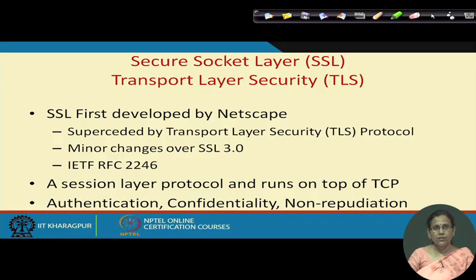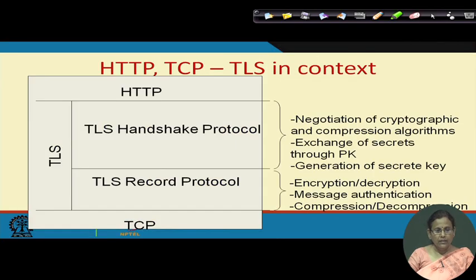This protocol basically resolves the authentication, confidentiality and non-repudiation issues. Let us see how this protocol works. If you remember the TCP/IP protocol stack, TCP/IP is at the top and above that you have the application layer. So, above TCP and below HTTP, HTTP being one application layer protocol, lies TLS, the Transport Layer Security protocol. This protocol has two parts. First is the TLS Handshake Protocol and second one is the TLS Record Protocol.